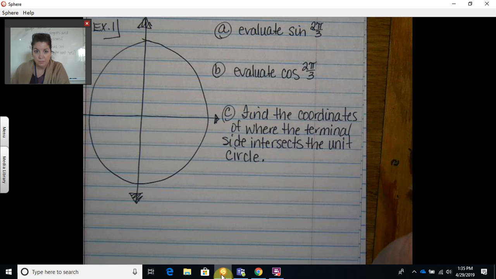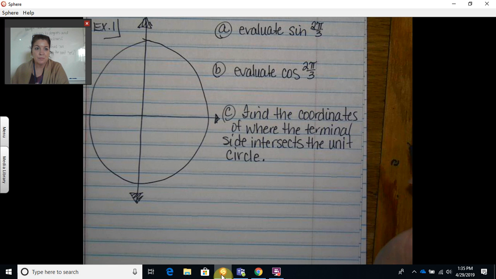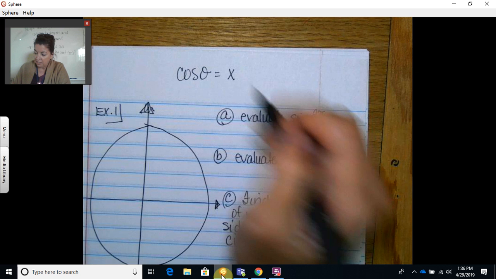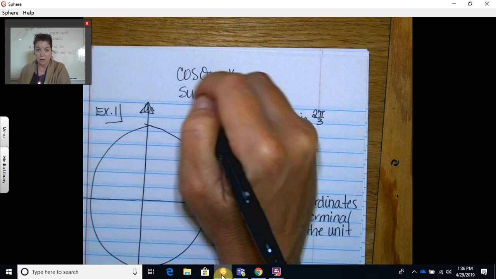Okay, so sine and cosine. Do you remember when you're finding sine, what are you actually finding? The y value, right? And when you're finding the cosine, what are you actually finding? The x value, right? So I just like to write that. Cosine of theta is your x value when you're talking about a unit circle, and the sine of theta is your y value when you're talking about the unit circle. And that's always because the hypotenuse is 1.